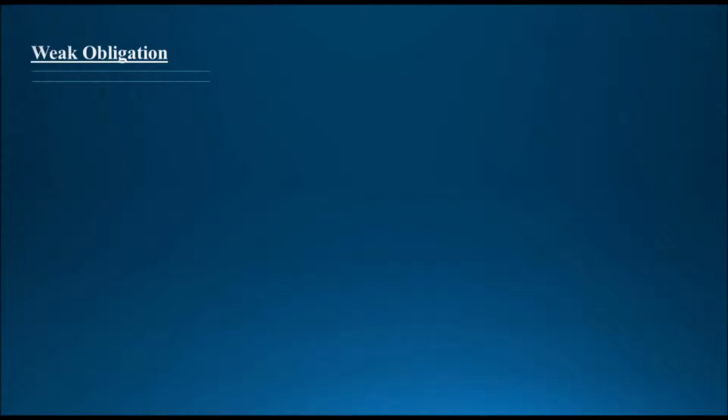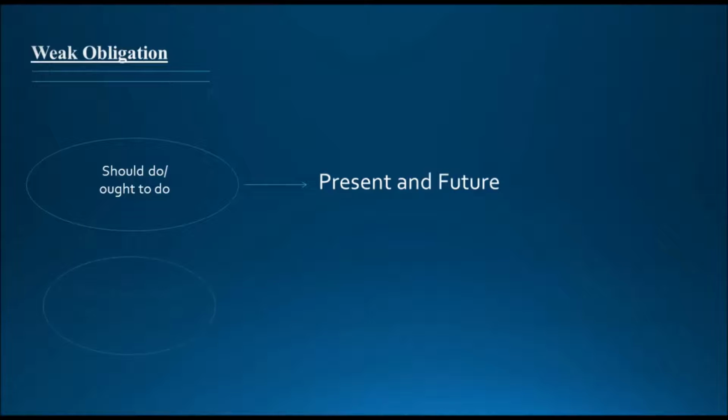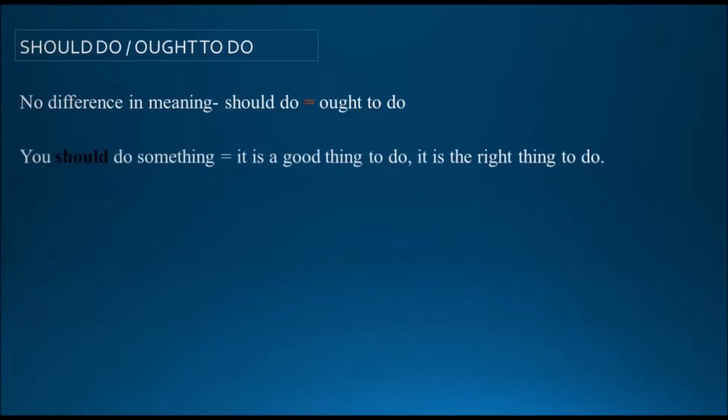Okay, now comes weak obligation. To express weak obligation, we use should or ought to for the present and future, and should have done or ought to have done for the past. Should do, ought to do. There is no difference in meaning between should and ought to. You should do something means it is a good thing to do. It is the right thing to do. You should or ought to take warm clothes.